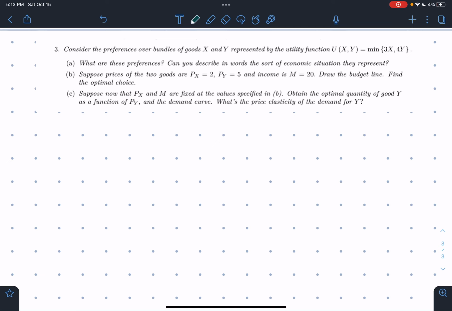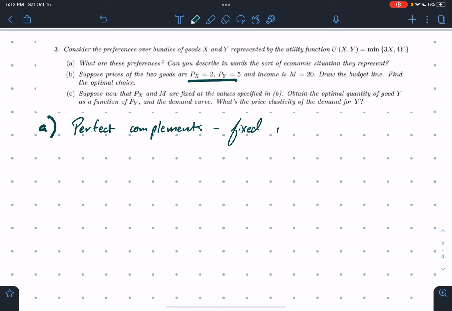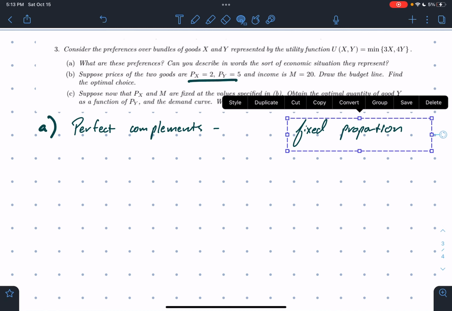What we want to do is to consider what happens when we're given the price of 2 goods. So we have the price of x is 2 and the price of y is 5. I'm just going to write, these are perfect complements. Or I should say, consume in fixed proportion.